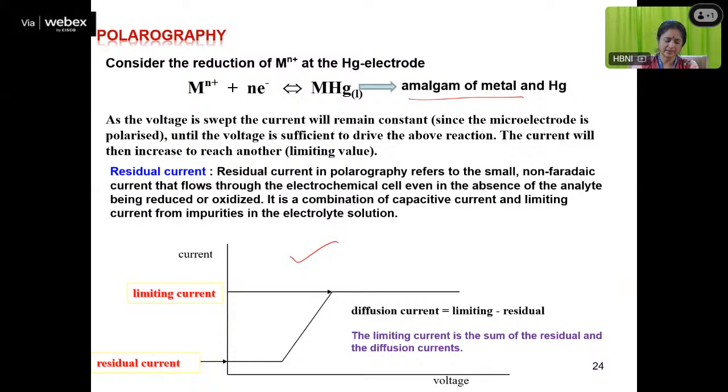Here you can see many terms: residual current, limiting current, and this is the diffusion current. Which is the diffusion current? This one is the diffusion current. This diffusion current is limiting minus residual current. Now what is residual current and where does it come from? Residual current in polarography refers to the small non-Faradaic current that flows through the electrochemical cell even in the absence of the analyte being reduced or oxidized. So it is the combination of capacitive current and limiting current from impurities in the electrolytic solution, but not from the analyte.